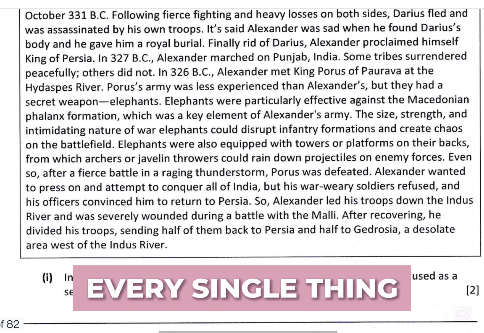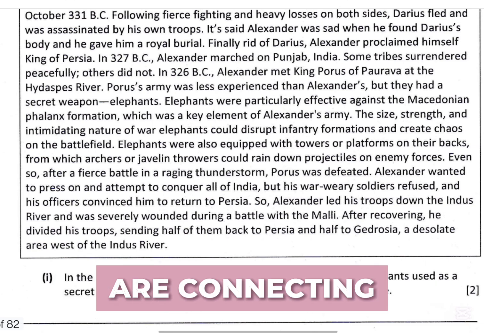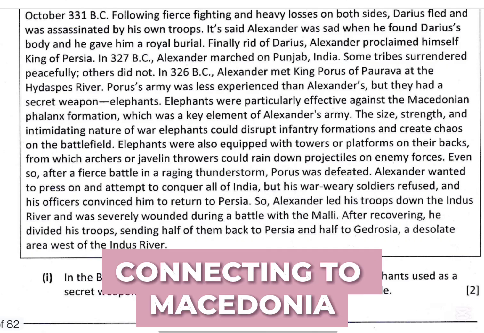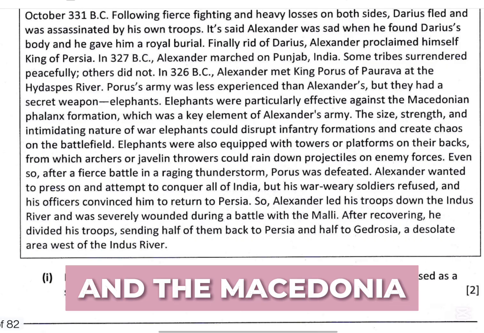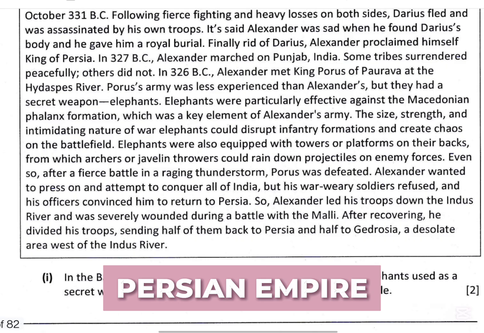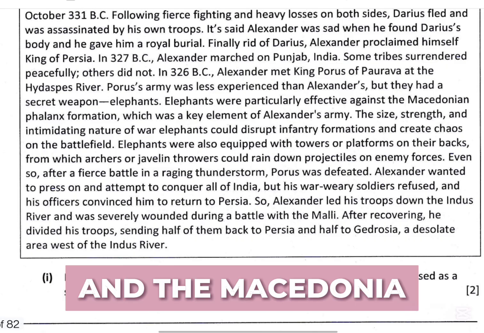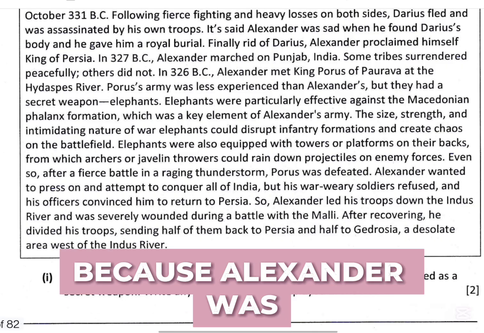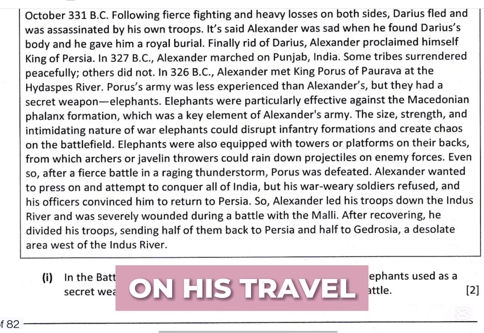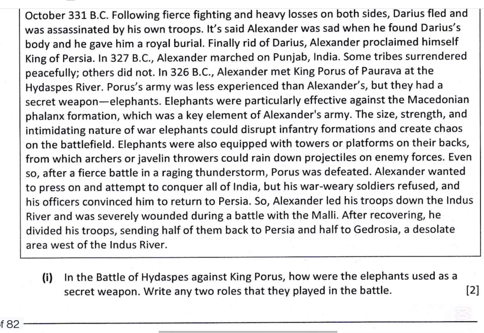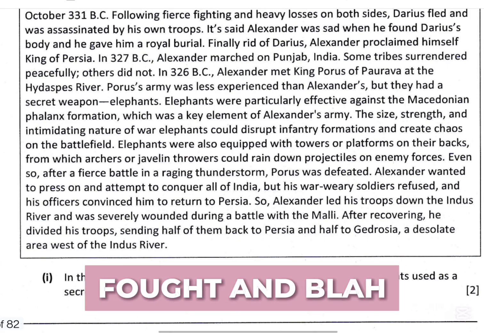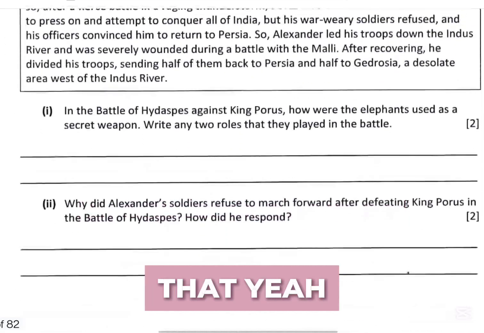Now you understand everything about him, because these three are connected: Alexander connects to Macedonia, and Macedonia connects to the Persian Empire, and the Persian Empire and Macedonia connect to King Porus, because Alexander was on his travels to conquer all of the world. So he came in the way of King Porus, and then they fought, and so on. Something like that.